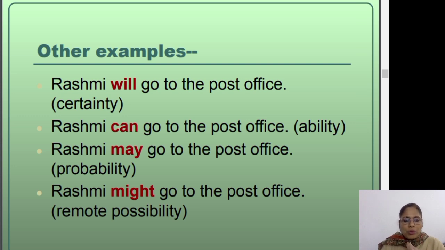Rashmi will go to the post office. Surely she will, expresses certainty. Rashmi can go to the post office expresses her ability to go. Rashmi may go to the post office expresses a probability. But Rashmi might go to the post office expresses a remote possibility that most likely she will not go.